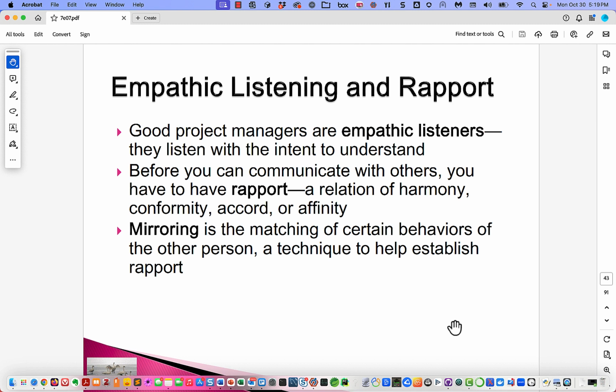Empathetic listening and rapport are good things. So, good project managers are empathetic listeners. They listen with the intent to understand. Before you can communicate with others, you have to have a rapport, a relation of harmony, comfort, accord, or affinity with them.